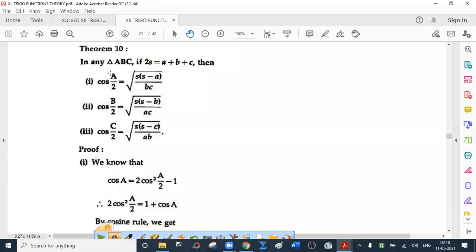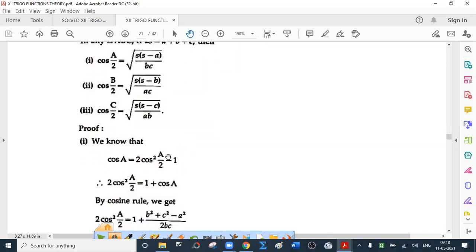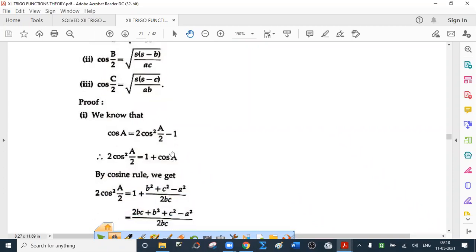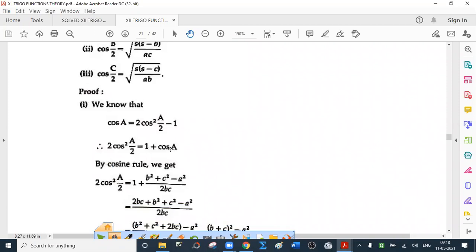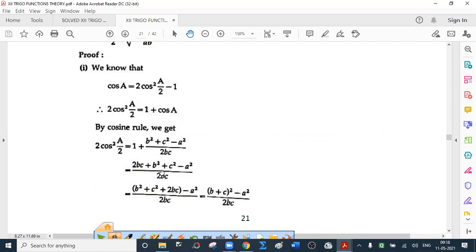Next result: in any triangle ABC, if 2S is A plus B plus C, then cos A by 2 is root of S into S minus A upon BC, and so on. We prove the first part only. What is cos A? 2 cos square A by 2 minus 1. So what is 2 cos square A by 2? 1 plus cos A. By the cosine rule, cos A is B square plus C square minus A square upon 2BC. LCM 2BC, this is the numerator.